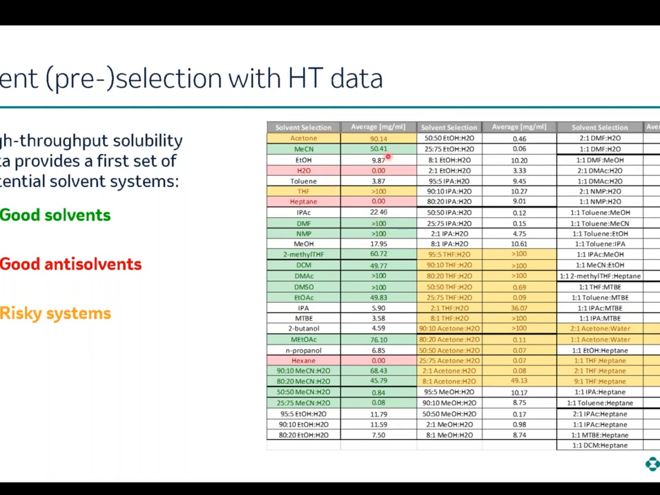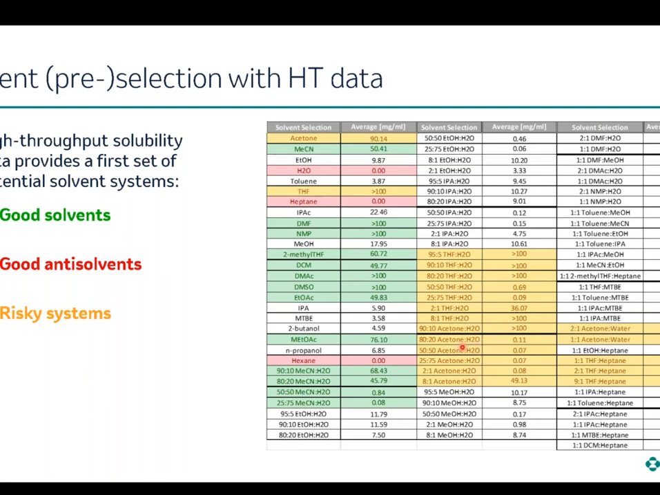THF and acetone, which I've highlighted here in combination with water, are at least a risk. Why? Mainly because the solubility is very elevated, even in 80-20 mixtures of THF and water. Same here for 90-10 acetone-water. And then it drops very steeply, for 50-50 THF-water, to below 1 mg per mL.